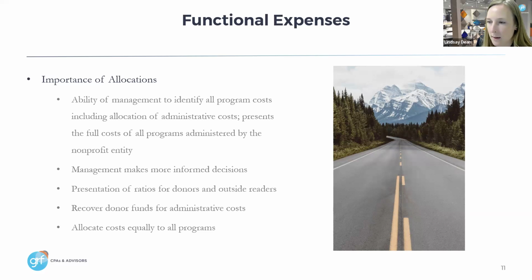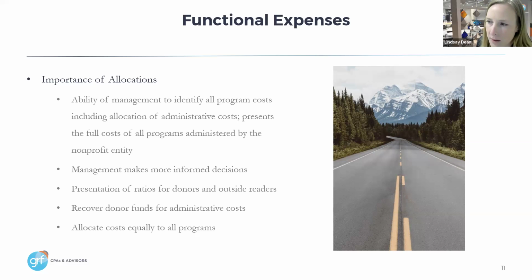So it's going to enable management to identify all the program costs, including an allocation of applicable administrative costs, so that each program is really showing the full costs on the statements. And if you are doing the allocation accurately throughout the year, it's going to help management and the board to make more informed decisions. So they're going to be able to see the full cost of those programs, and also it's going to help them to make more informed decisions.